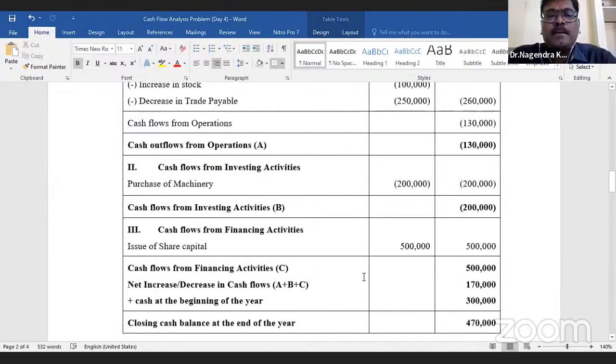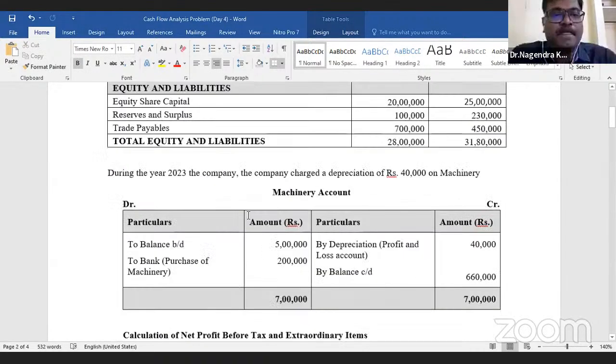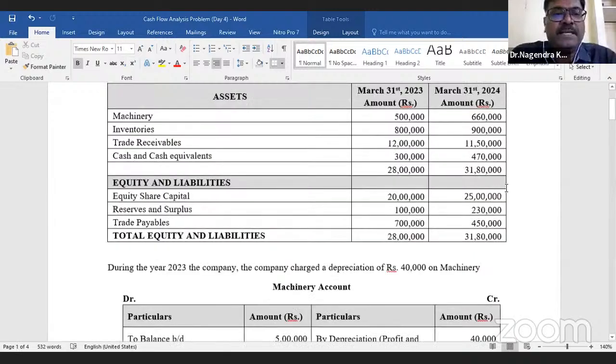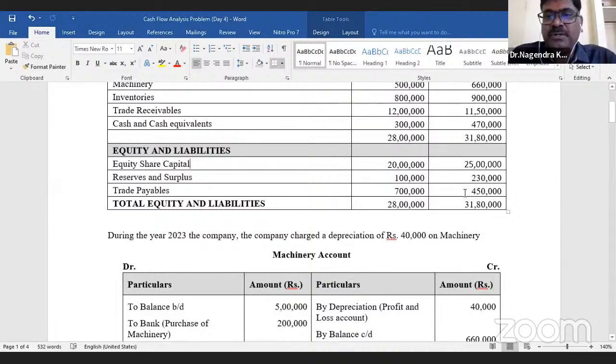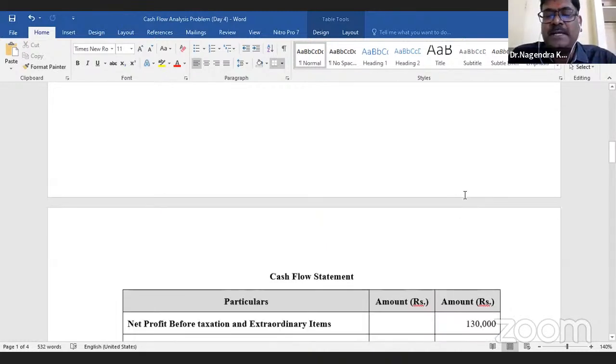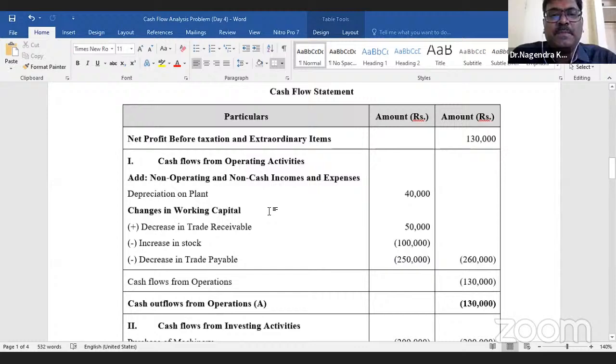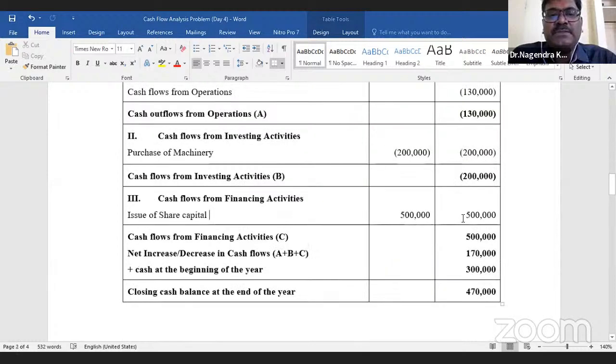And cash flow from financing activities. What are the financing activities? Only one, equity share capital, is there. During the year, the share capital component has changed from rupees 20 lakhs to rupees 25 lakhs. That means we issued 5 lakhs rupees of shares during the year. That is a cash inflow. So from the financing activities, we can see that there was an inflow of cash in the form of issue of shares. So cash flow from the financing activities is 5 lakhs.